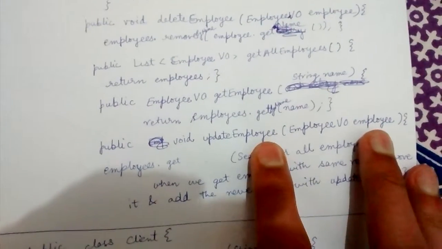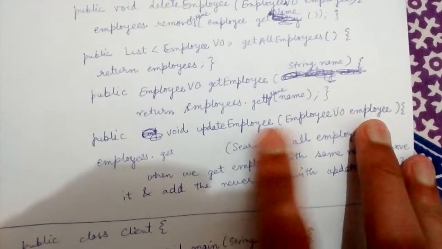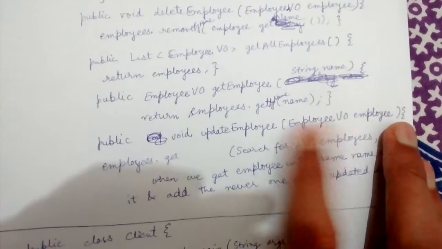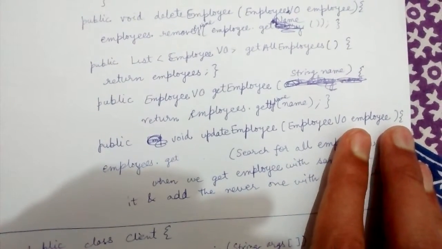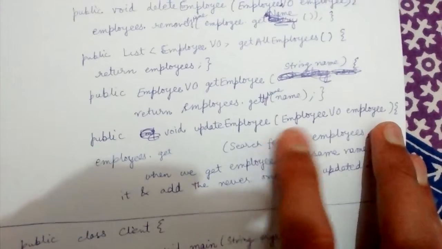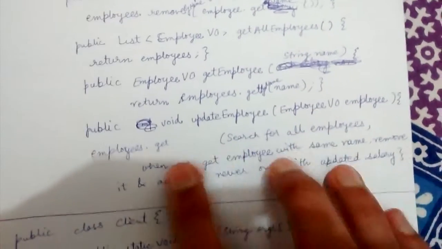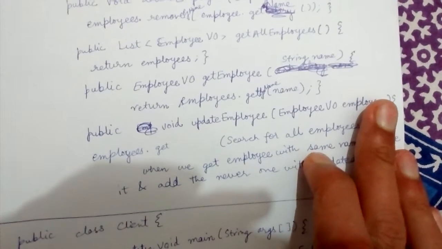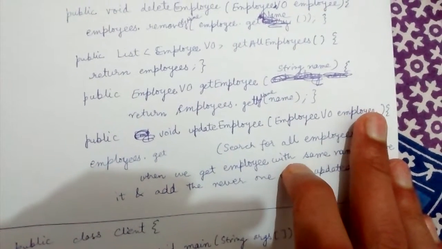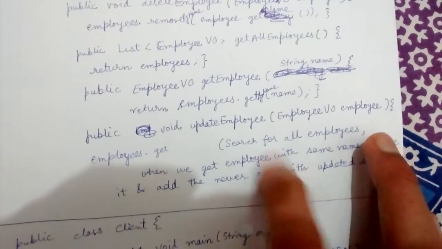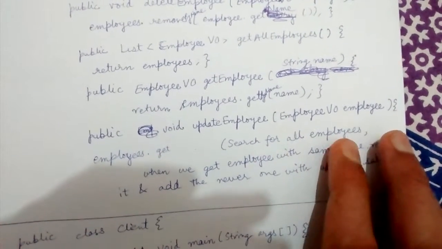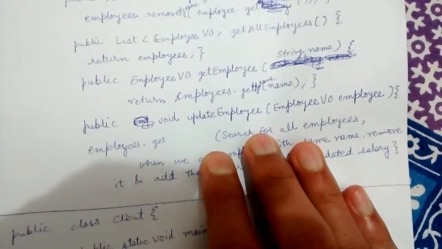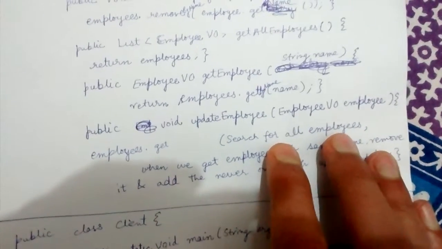So update employee: when the client calls this update employee method, it will pass an employee. So the client will give the server this employee to update. The server will search all employees, and whichever employee's name matches this employee, it will delete that employee, so that the old salary and employee get deleted, and it will insert this new employee so that the same employee has the updated salary now.